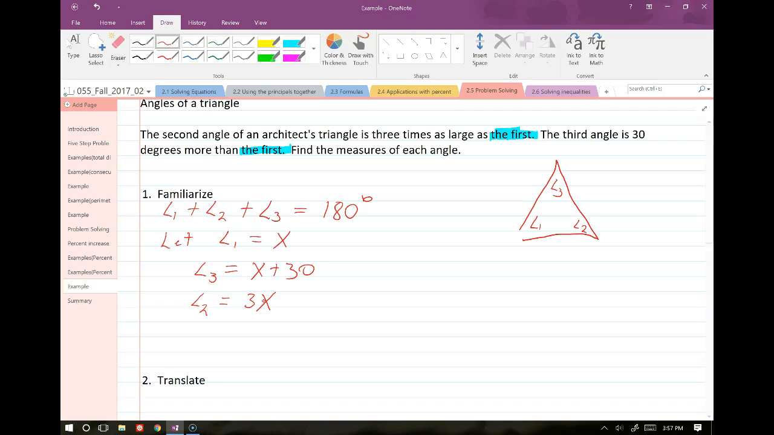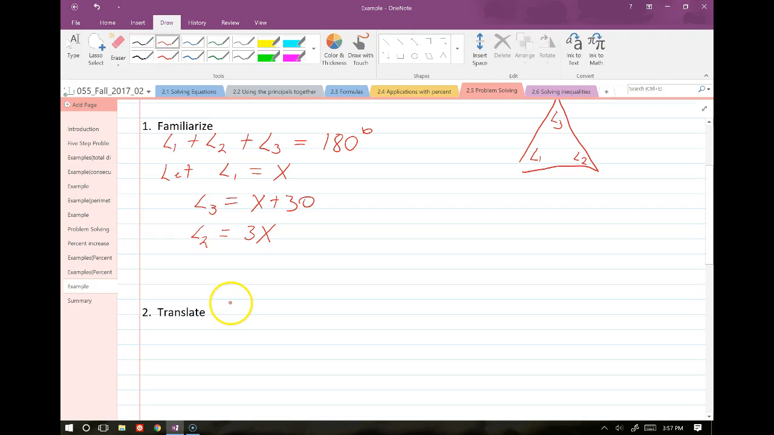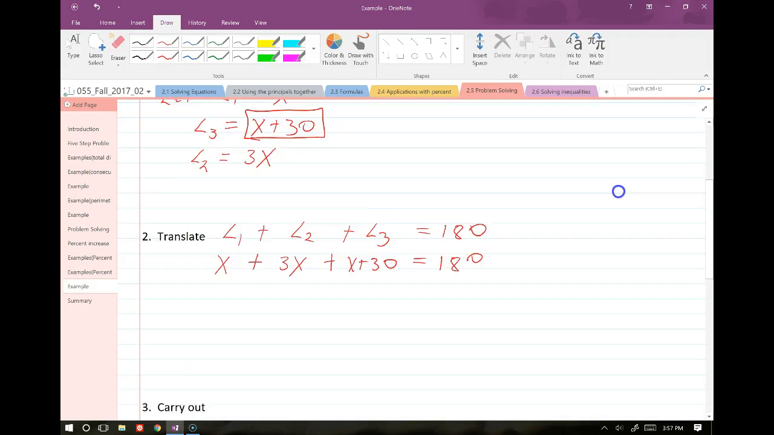All right, and so now, there's not really a whole lot of translation here. We'll just translate our formula. Angle 1 plus angle 2 plus angle 3 is equal to 180. Angle 1 is just equal to x. Angle 2 is equal to 3x. And then angle 3 is equal to x plus 30. And all that's equal to 180. So now we're going to carry this out.